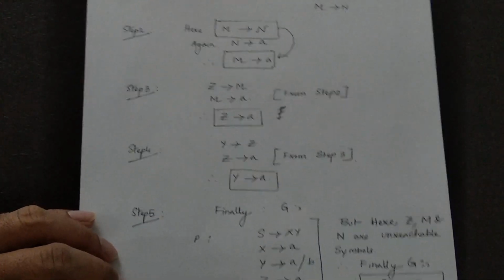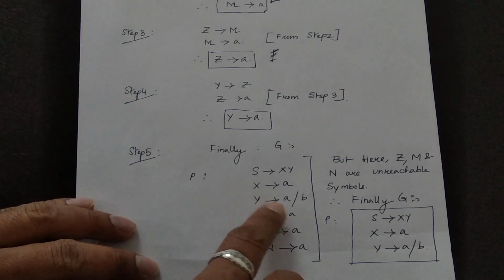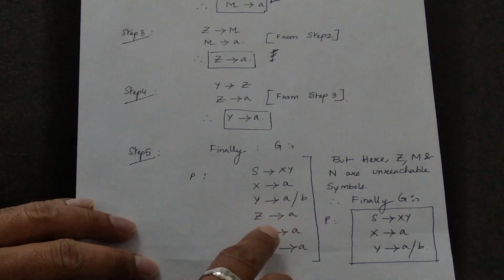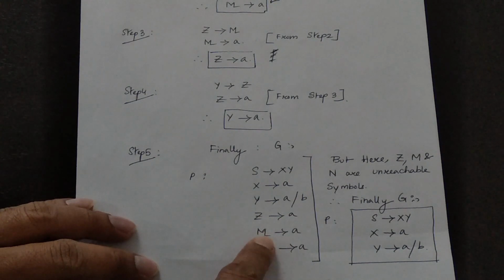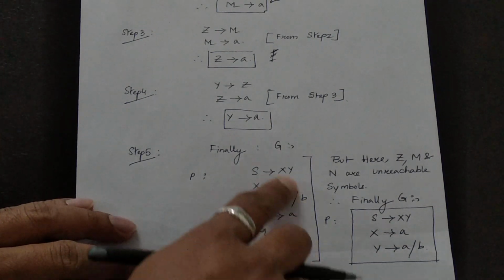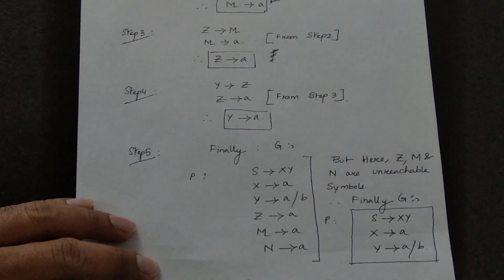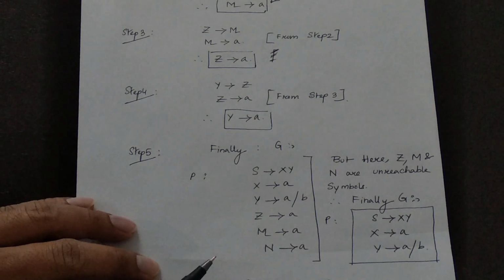So finally, we can find all these productions where I have replaced Y tends to Z by Y tends to small letter A. Z tends to A, where earlier it was Z tends to M. M tends to N, it was earlier. Now it is M tends to A and N tends to A. Now, if you look at these productions, is there any unit production remaining? No, all are eliminated. Therefore, finally, you can also simplify this by using removal of useless symbols.